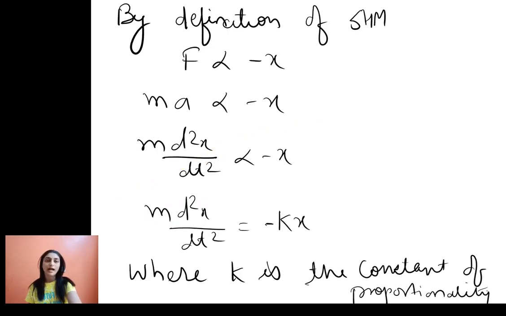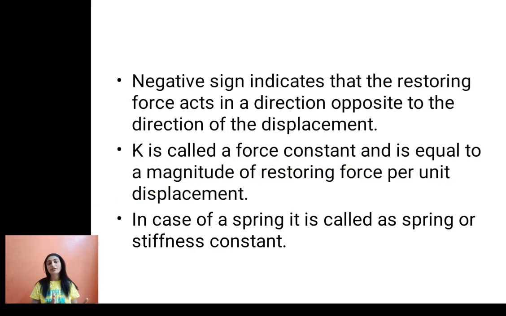So now we know that by the definition of simple harmonic motion, we have a restoring force which is proportional to linear displacement. Now we know that from Newton's law, force is nothing but mass into acceleration, that is proportional to minus x. Acceleration is nothing but d2x upon dt square. So that is proportional to minus x. If I remove the sign of proportionality, I can write m d2x upon dt square equals minus kx, where k is the constant of proportionality. So the negative sign here indicates that restoring force acts in a direction opposite to the direction of the displacement. k is called the force constant and is equal to the magnitude of restoring force per unit displacement.